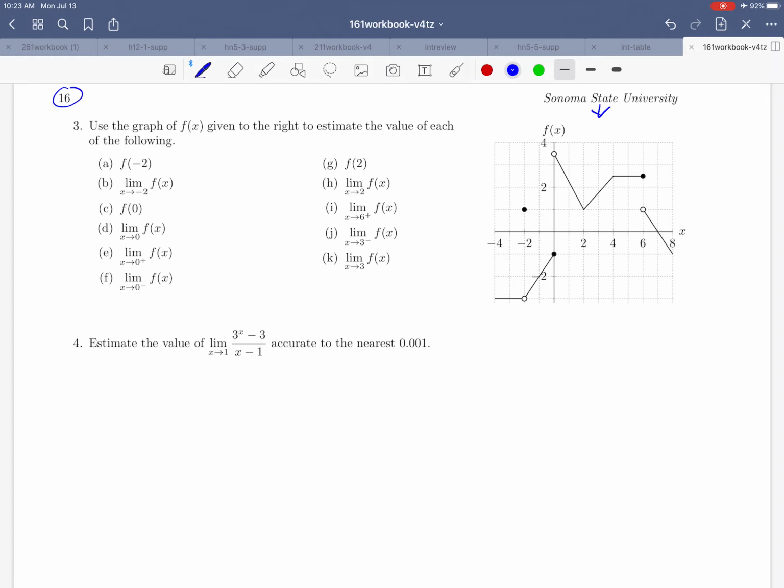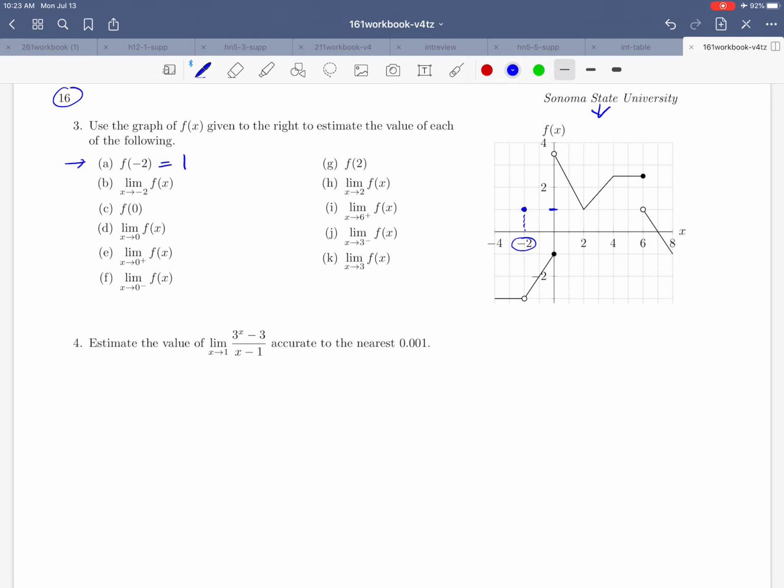All right, so starting with part A, f of negative 2, no limit involved in that calculation. They're just asking us if we substitute in x equals negative 2, what would our y value out of the function be? Okay, well, negative 2 is here, and notice that the point on the function is actually sitting up here. That y value would appear to be at 1. Okay, so we're going to get 1 for that first one.